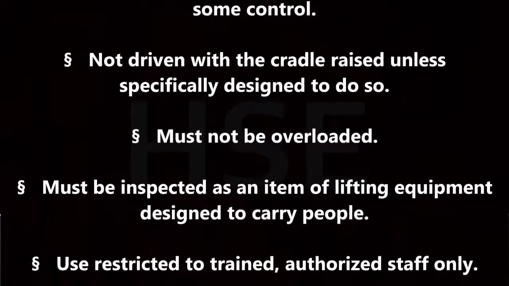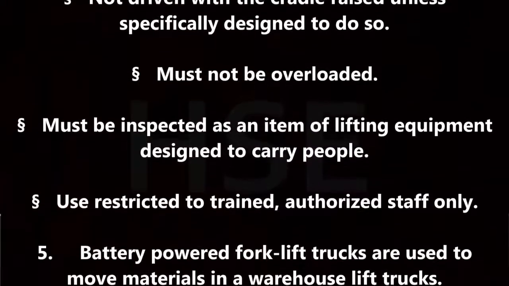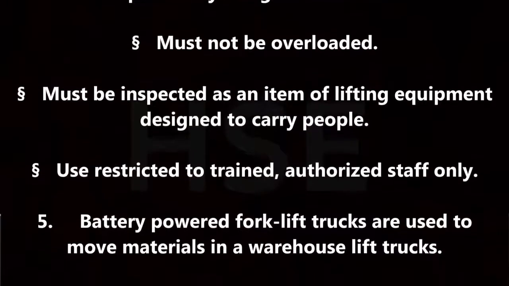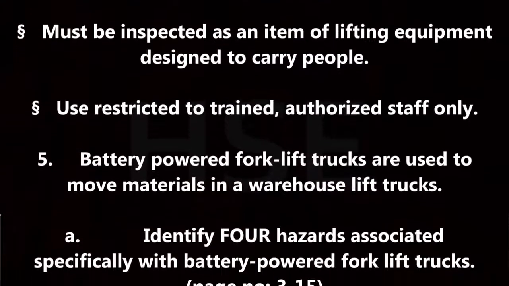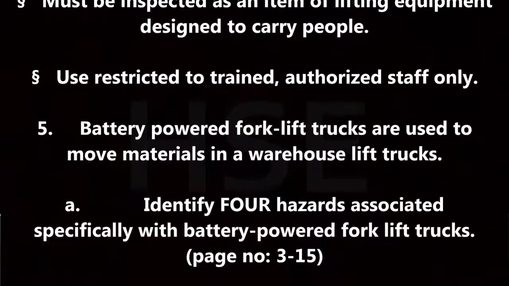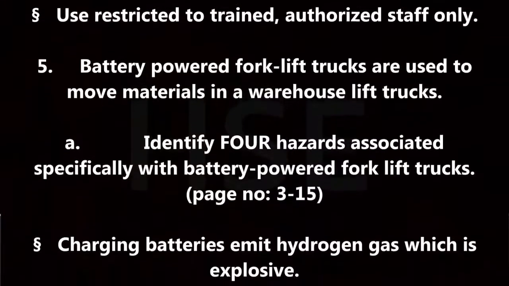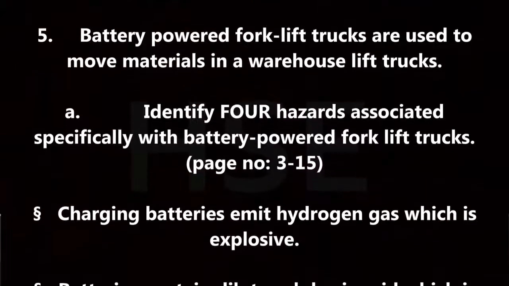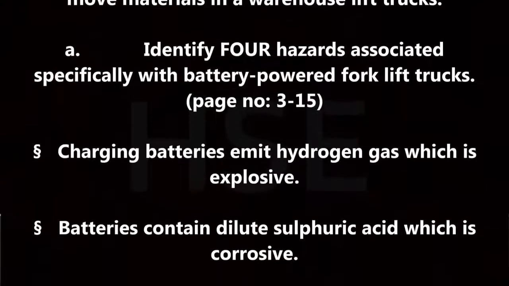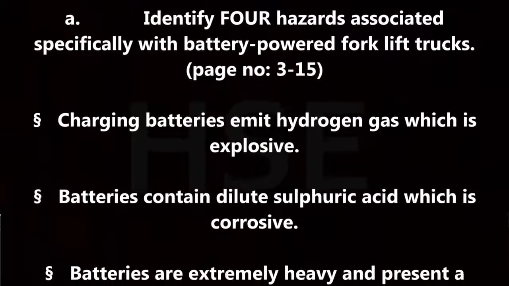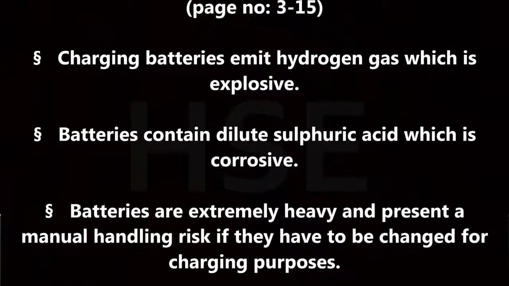5. Battery-powered forklift trucks are used to move materials in a warehouse. Lift trucks. A. Identify 4 hazards associated specifically with battery-powered forklift trucks. Page number 315. 4. Charging batteries emit hydrogen gas which is explosive. Batteries contain dilute sulfuric acid which is corrosive. Batteries are extremely heavy and present a manual handling risk if they have to be changed for charging purposes.